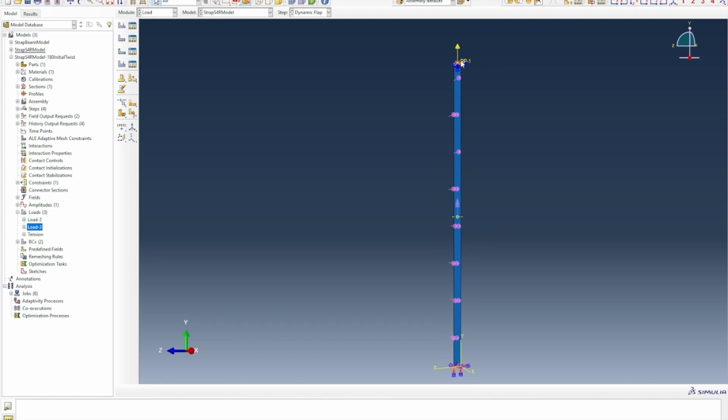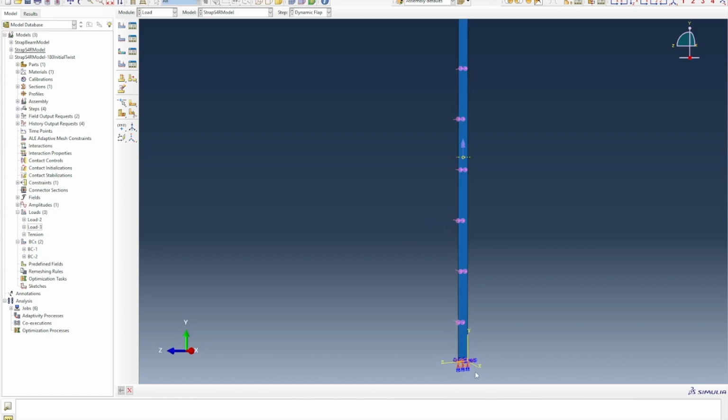The other thing is those forces are acting in the dynamic step here. Then we've got this tensioning force acting on that reference point. That comes into play in the tension step.